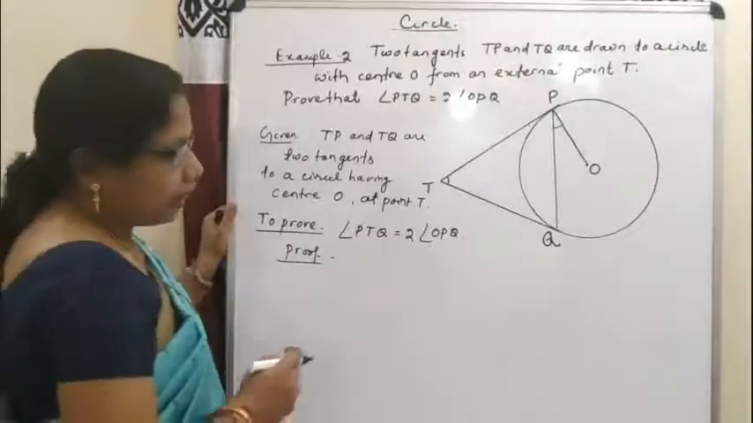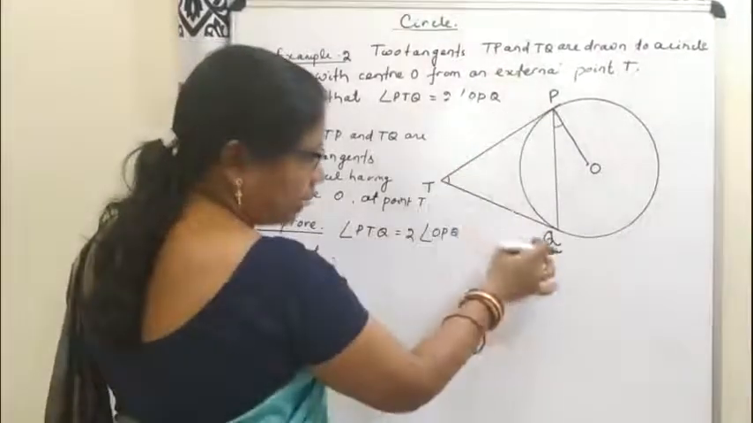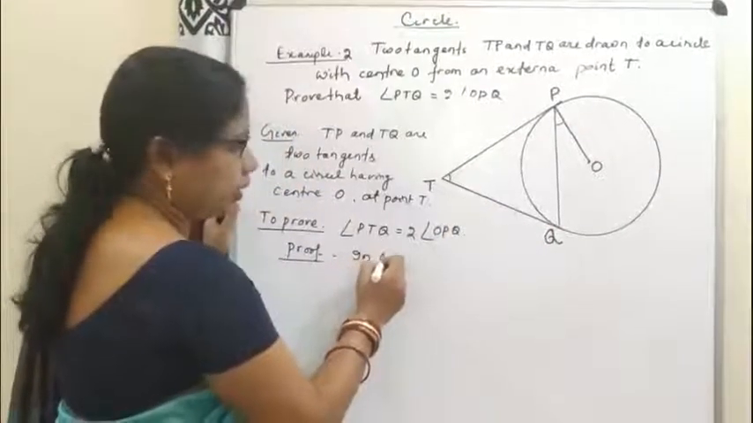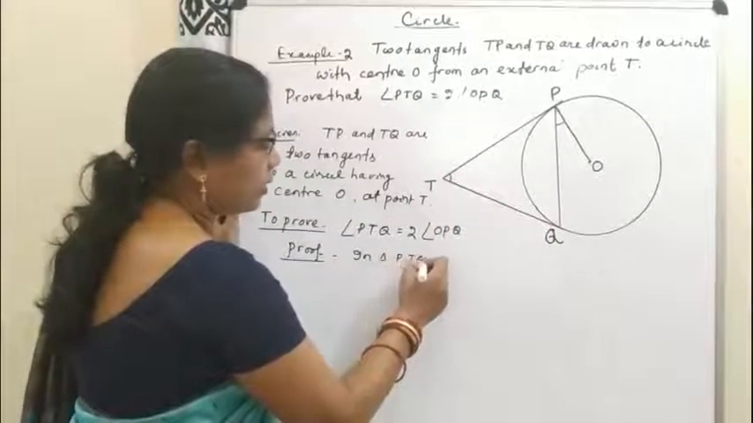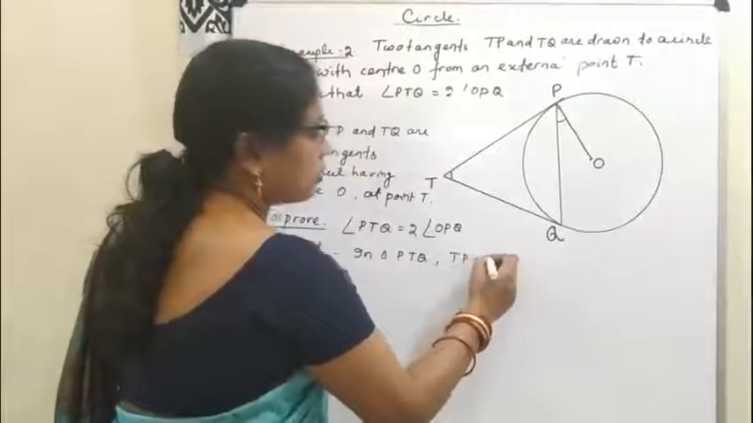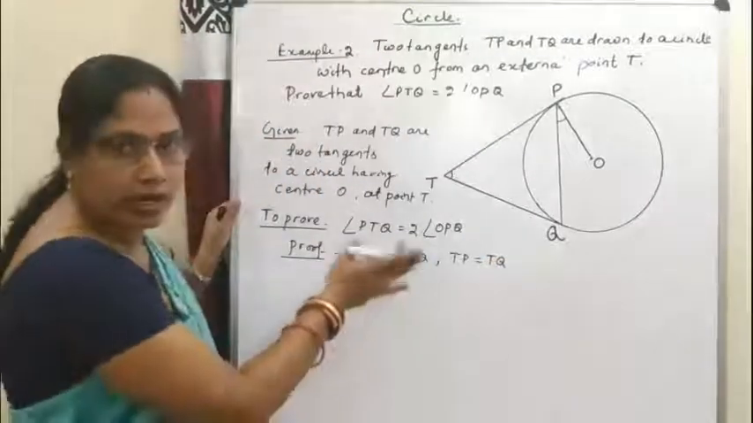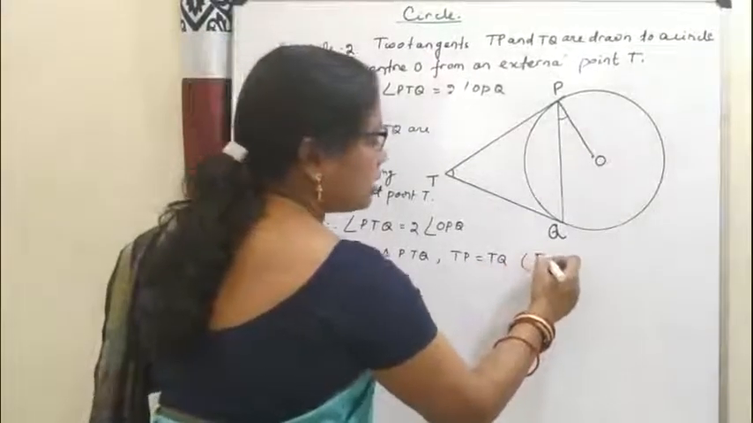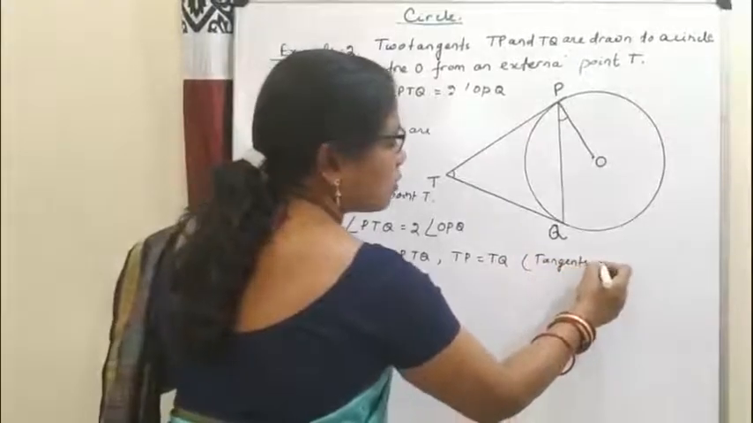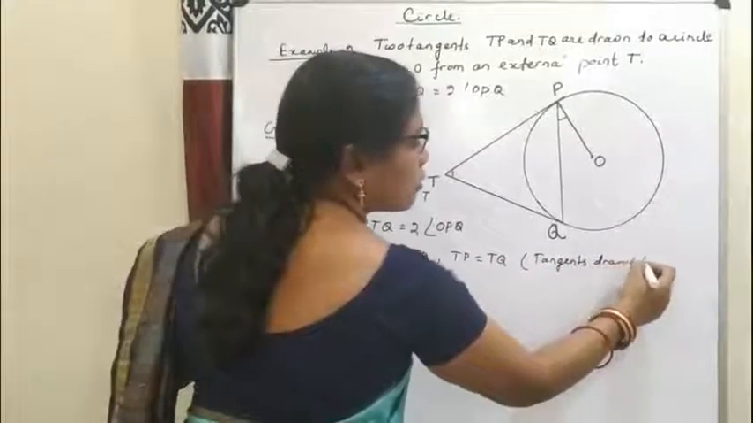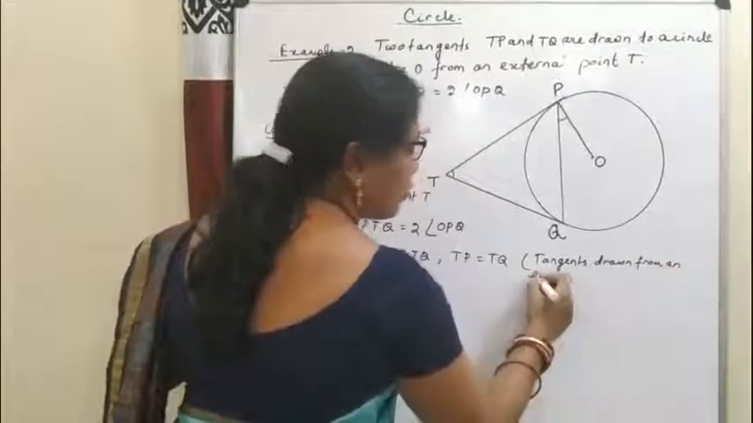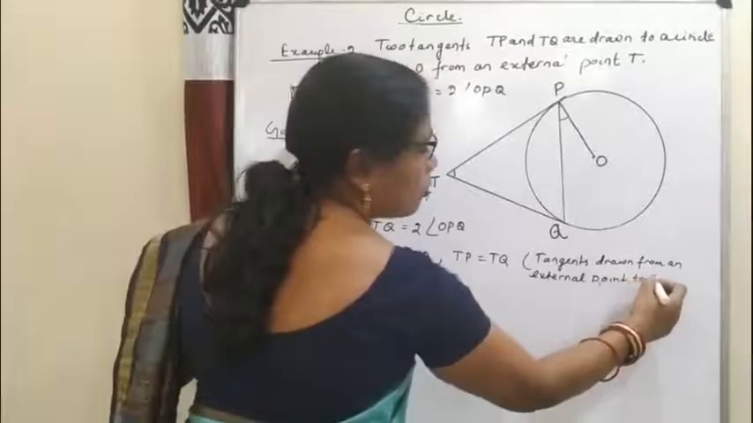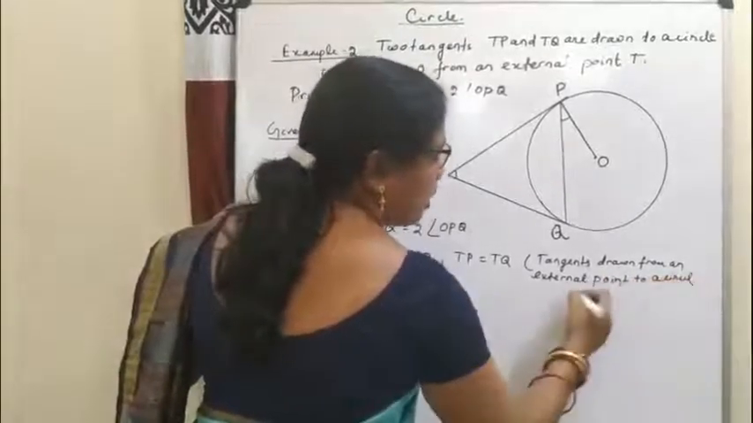Then prove. So here in triangle PTQ, TP is equal to TQ. We have proved in our theorem that TP is equal to TQ. So tangents drawn from an external point to a circle are equal.